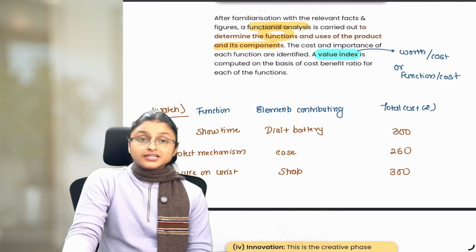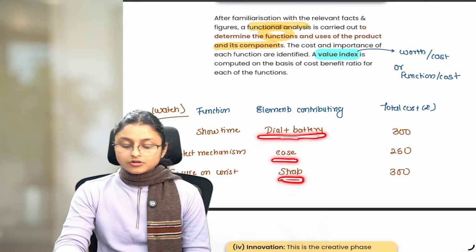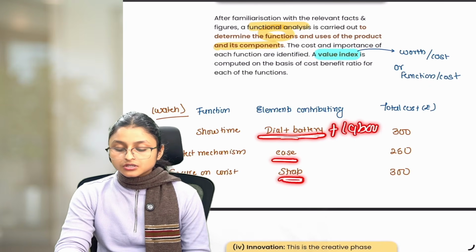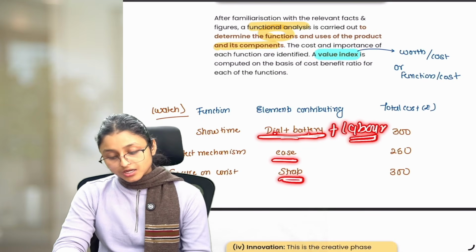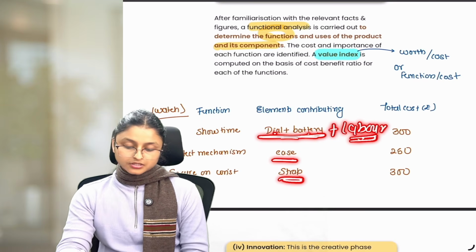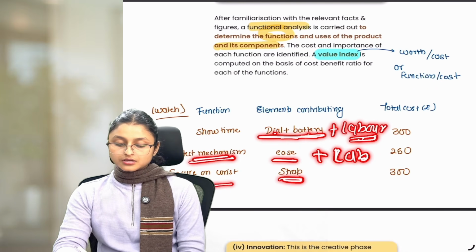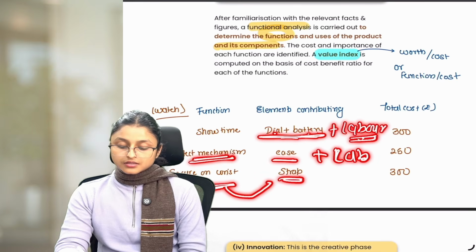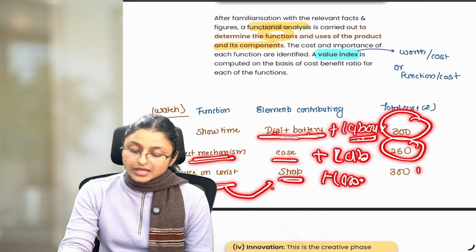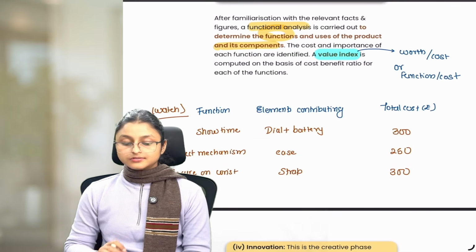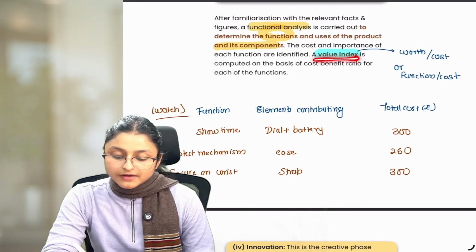While calculating the cost of a function, we'll not only consider the material, we'll also consider the labor cost incurred to make that function possible. Like to add dial and battery, how much labor cost has been incurred? To add the protect mechanism, how much labor cost has been incurred? To add secure on wrist, that is the strap, how much labor cost has been incurred? That will also be considered to calculate the function cost. Done. After calculating the cost of function, you will calculate the value index.